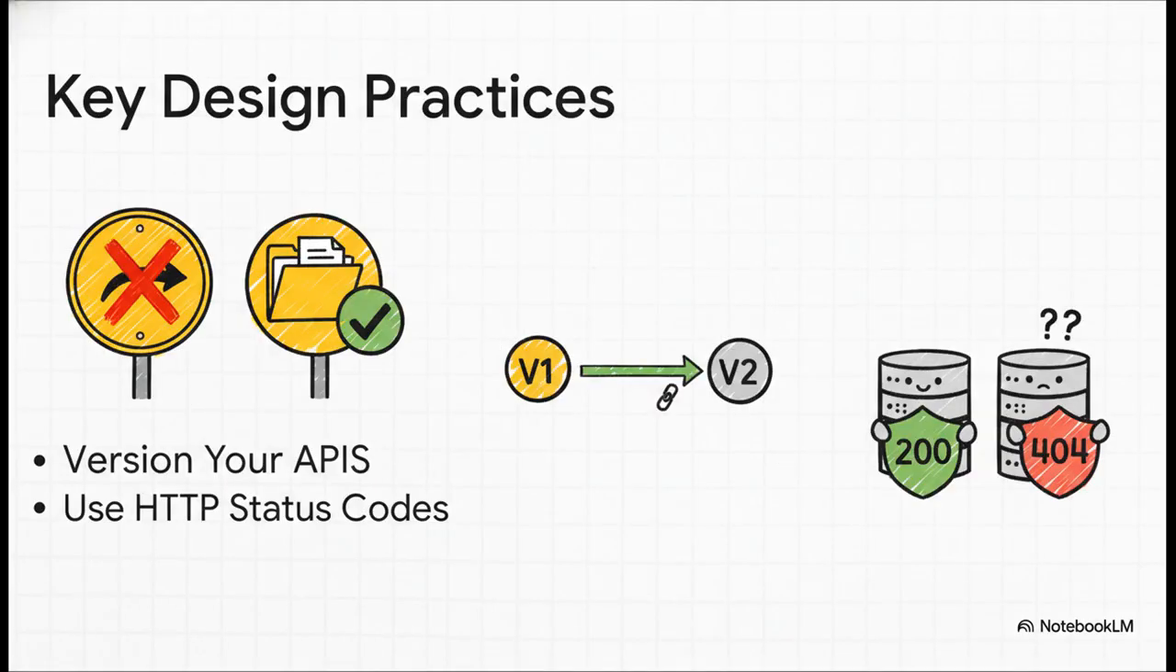So here are a few simple but incredibly powerful design rules. First, name your resources logically. Think nouns, not verbs. It should be /users, not /getUsers. Second, and this is a big one, always version your API. Something like /API/v1/. Trust me, this will save you so many headaches later because it lets you update things without breaking everyone else's code. And finally, use the standard HTTP status codes, a 200 OK or a 404 not found. These are universal signals that every developer understands right away.